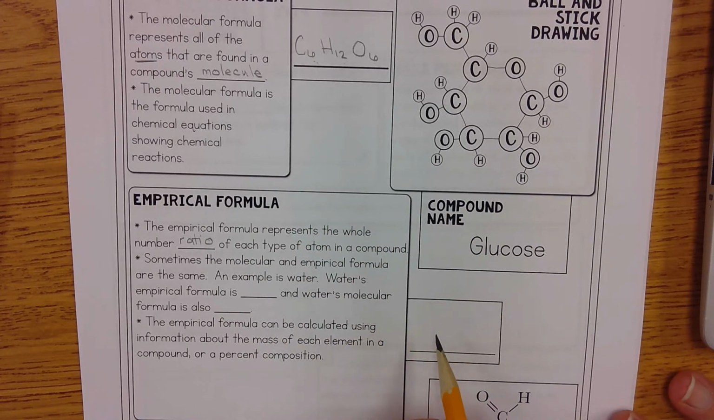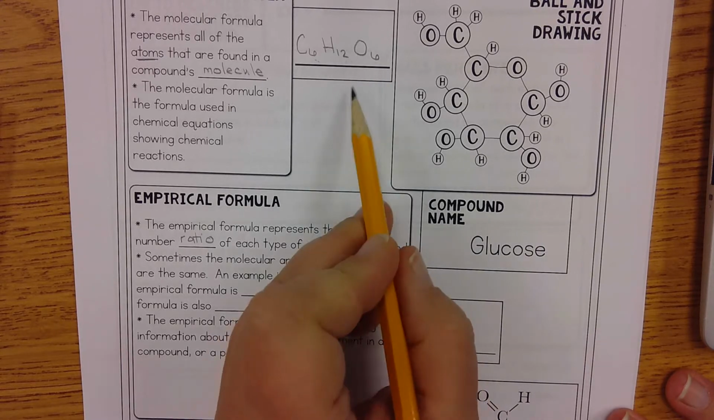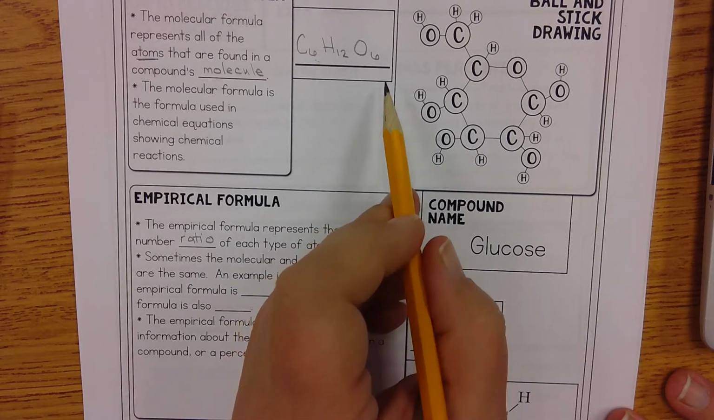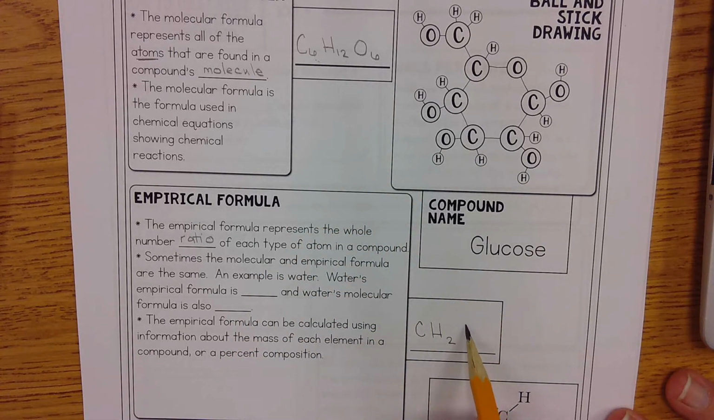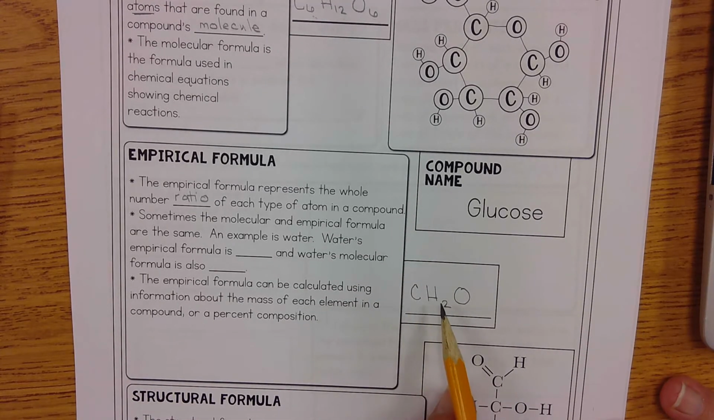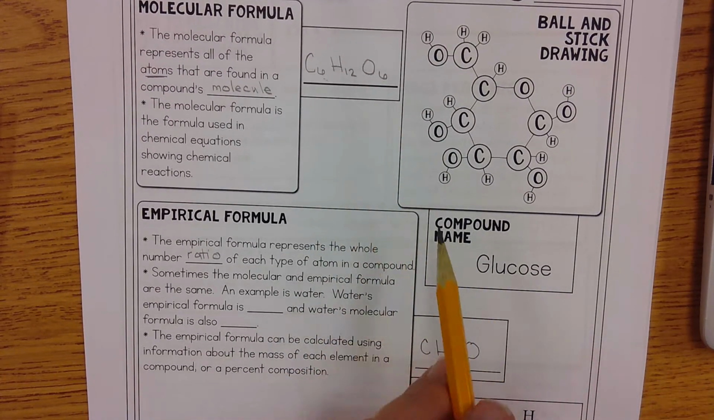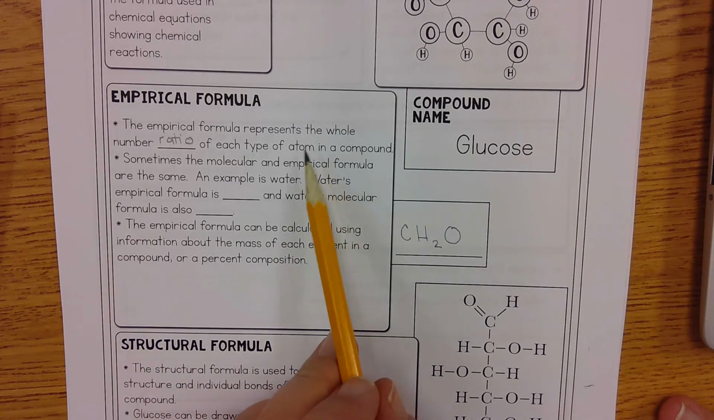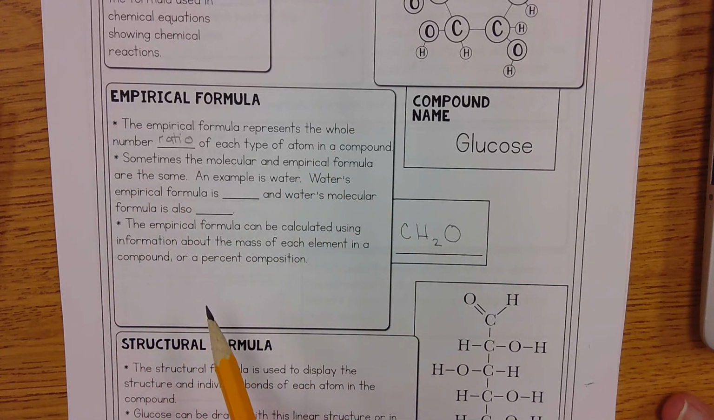So the empirical formula would be 6 divided by 6 is 1, so C. 12 divided by 6 is 2, so H2. And then 6 divided by 6 is 1. So the empirical formula for glucose is CH2O, right? Because we basically reduced these numbers as if they were fractions. So we reduced them, and what we get is the smallest whole number ratio.